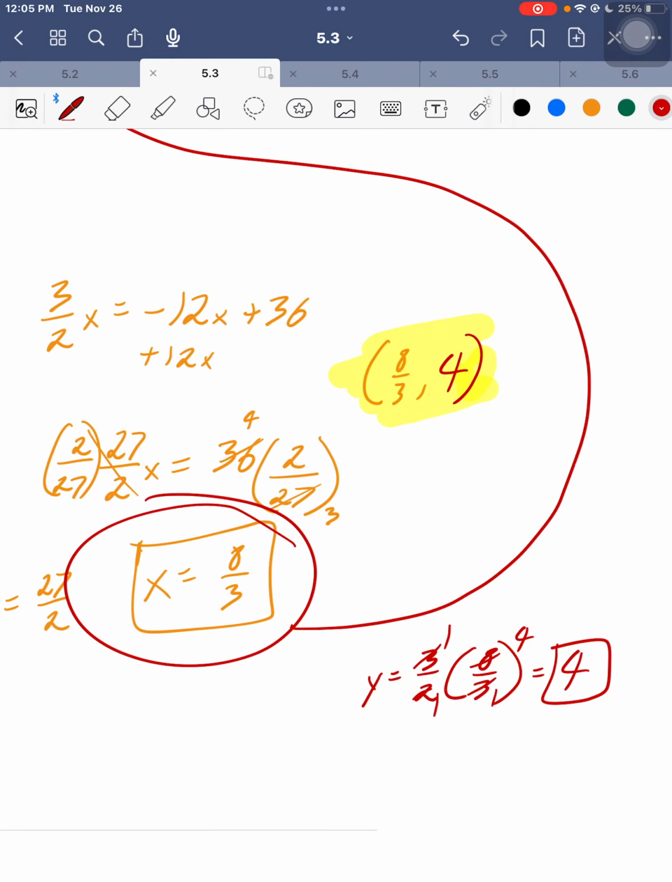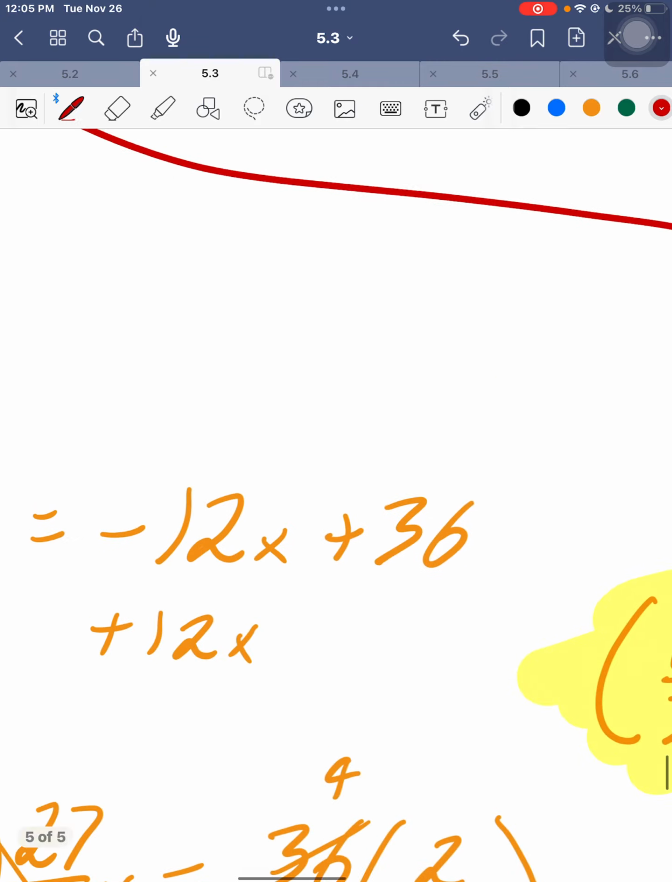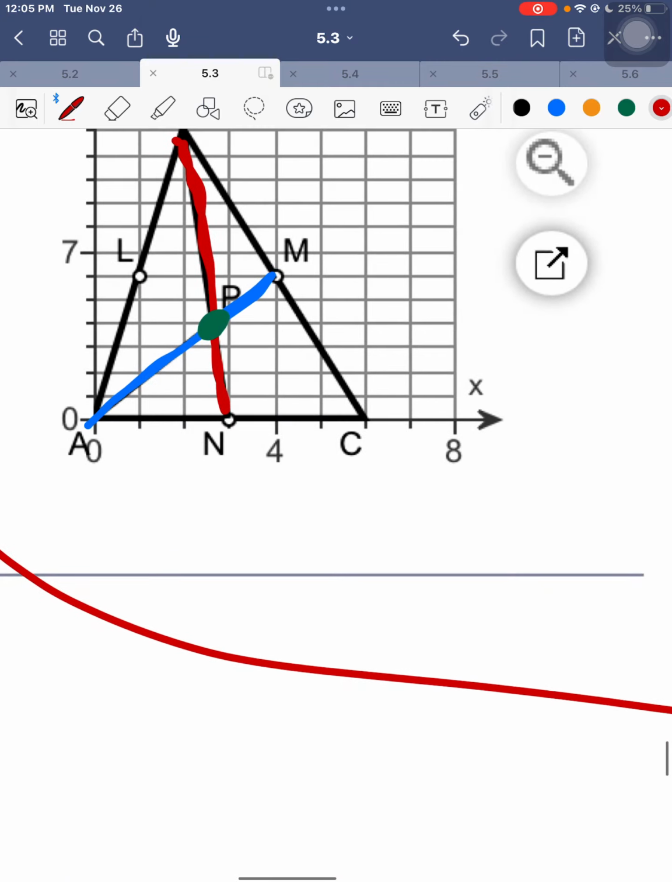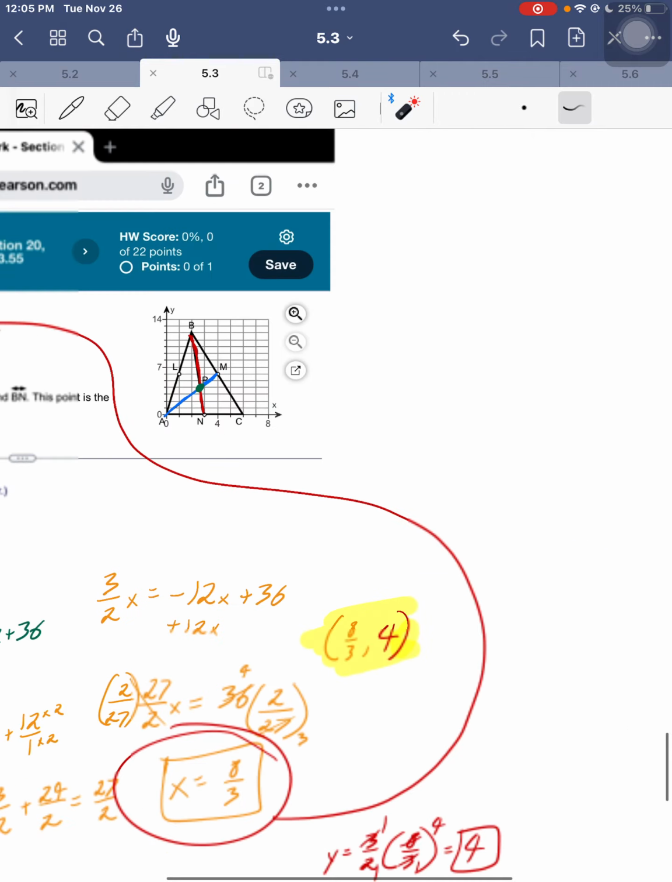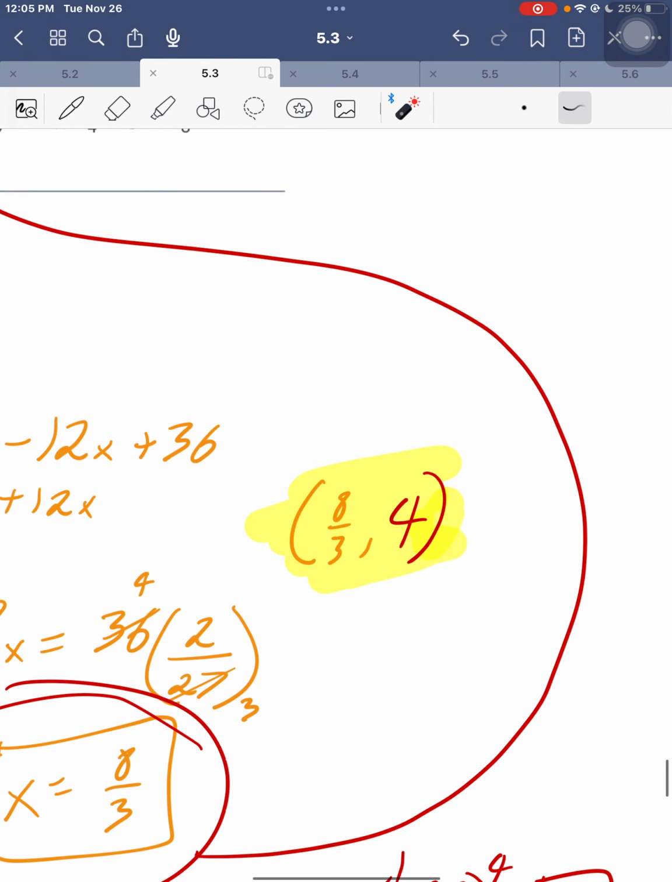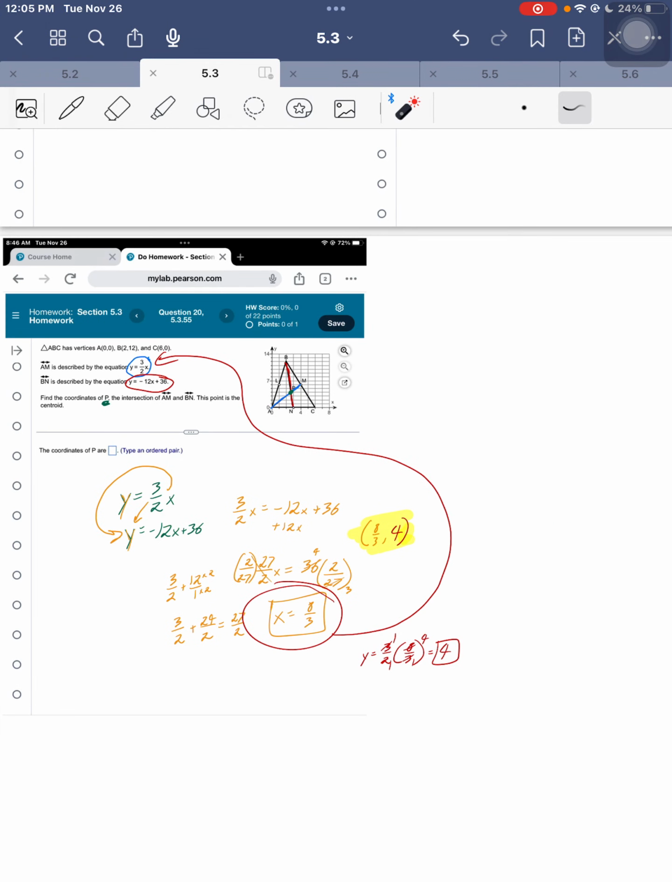And 8 over 3 is about what? 2.6, something like that. Yeah, and look, it kind of works out, 2.6. So 1, 2.6. It's around there. Okay. So what is this? 5, 6, 7. Yeah, 4. Yep. So it checks out.